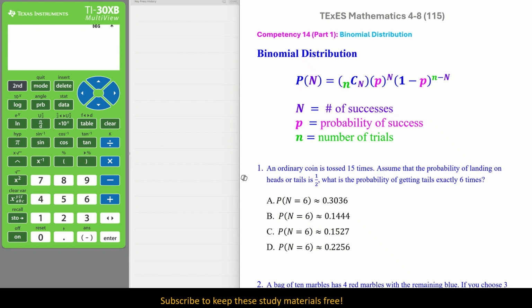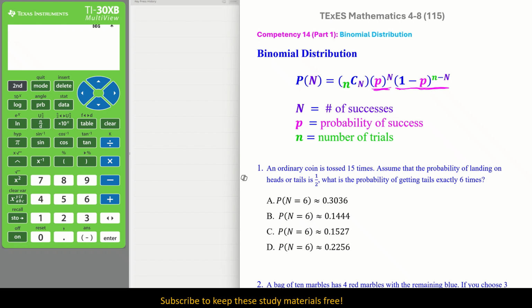So note what we have here. We have the combination of the number of trials and how many of those are a success, which is n. And then you have the probability of a successful trial, and then you multiply that to the probability of all the unsuccessful trials. Okay, so let's put this first one in our calculator.